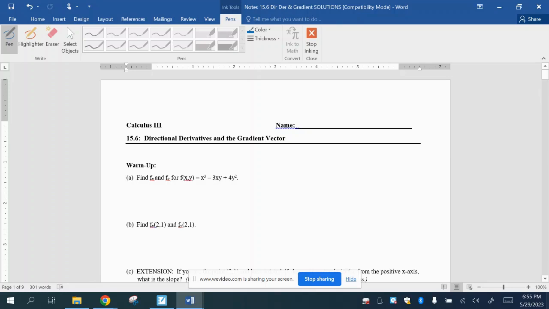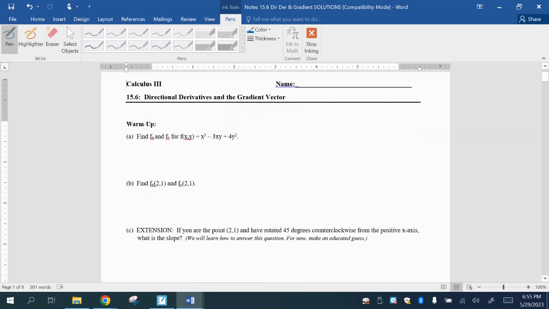15.6 notes. Directional derivatives and the gradient vector. This is just a quicker version of introducing the gradient vector, so we won't get through all the notes, but we will introduce the gradient function vector today.